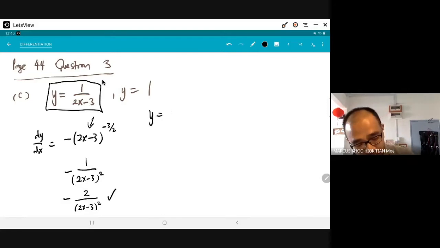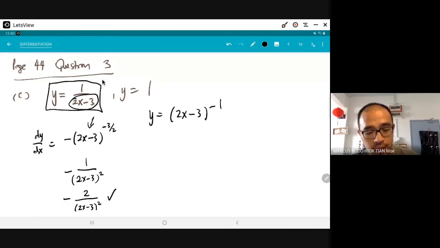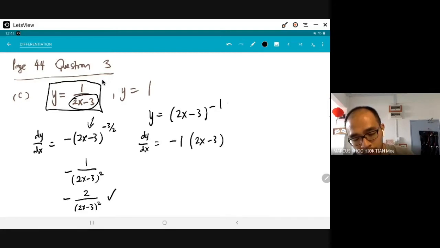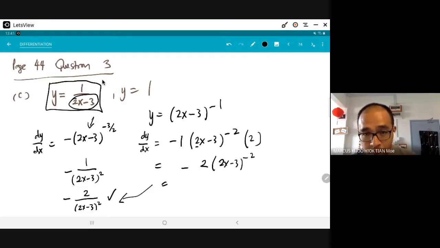Let's do y equals 2x minus 3 power of negative 1. Because here there is no power, so it is power negative 1. So when you dy dx, depending on whether you want to use chain rule or not, you get the negative 1 over here, and then 2x minus 3, negative 1 minus 1 will be negative 2, and then you have to multiply the 2 inside. So the answer is negative 2, 2x minus 3 power negative 2, which makes Sean's answer correct. Okay, so Fandas, probably you forgot to multiply by 2, because the 2 is inside here.